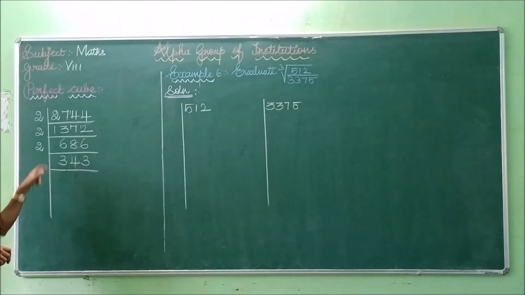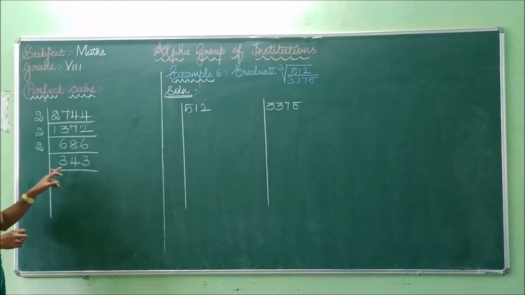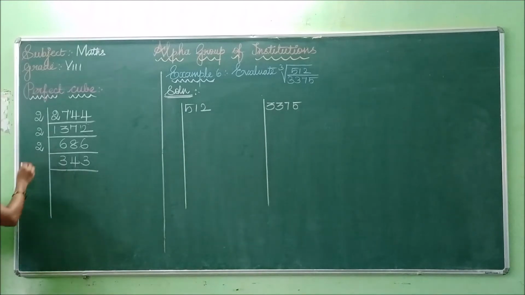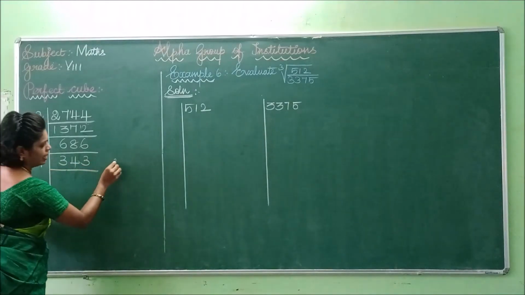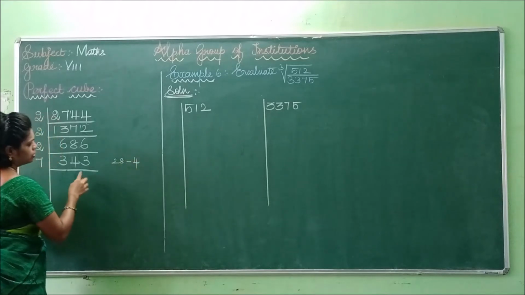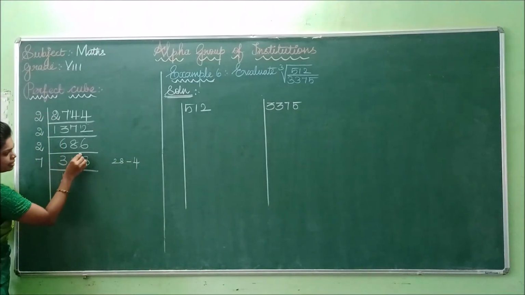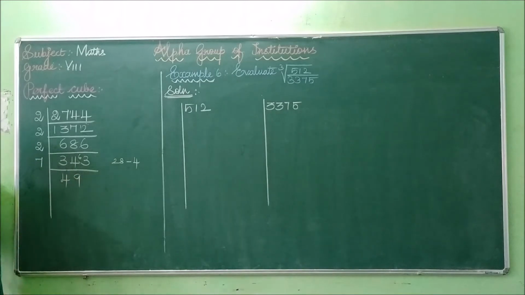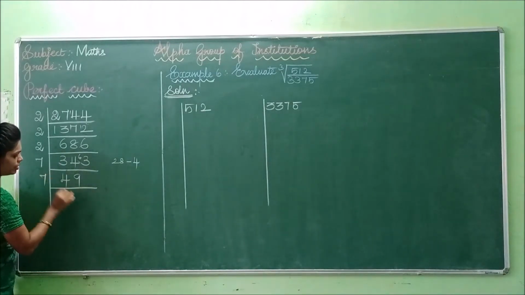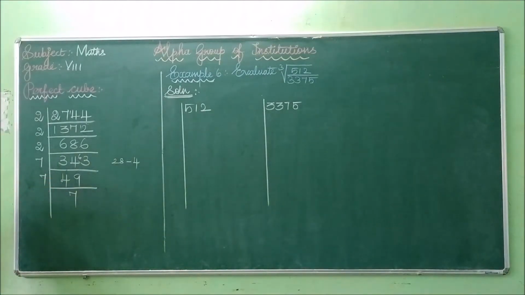For the 7 table, the first number is 28. 7 4s are 28, so remaining 6, 63 comes as 9 tens. So we can proceed with the 7 table. 28, 4 times. Remaining 6, 63, 9 times. So again you can check, 49 is an odd number. It is a square of which number? Yes, very good, it is a square of 7. So 7 into 7 is 49.